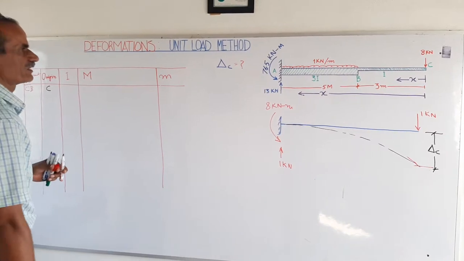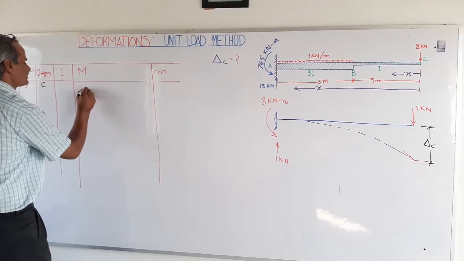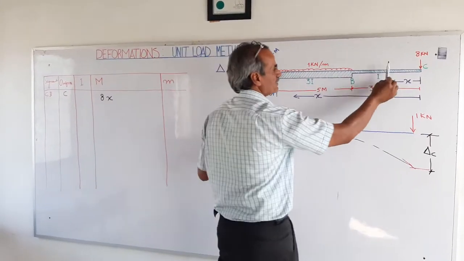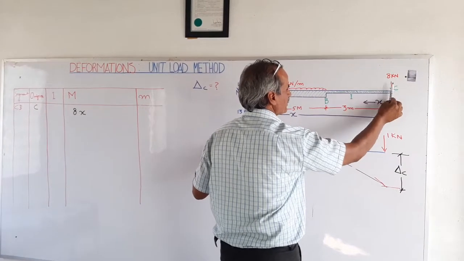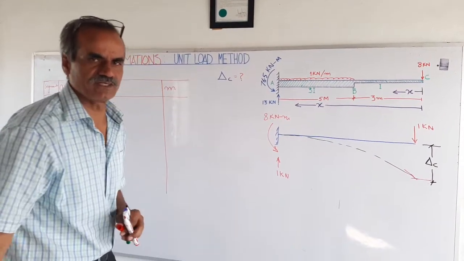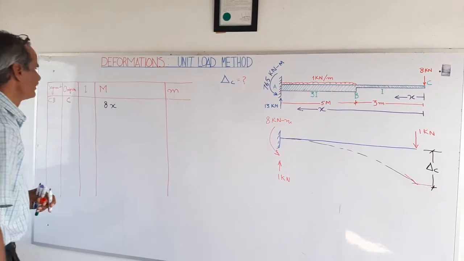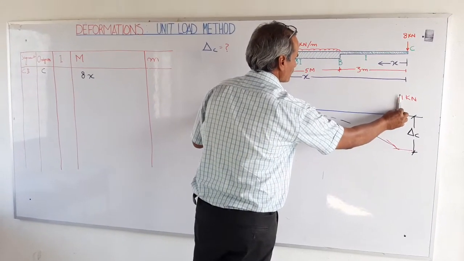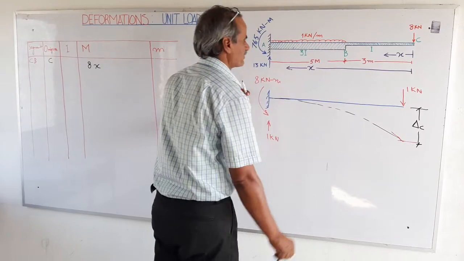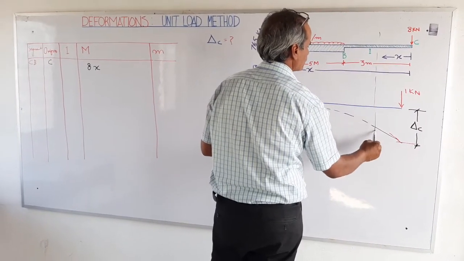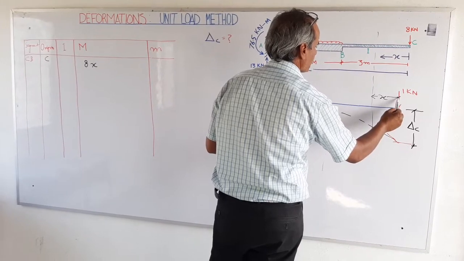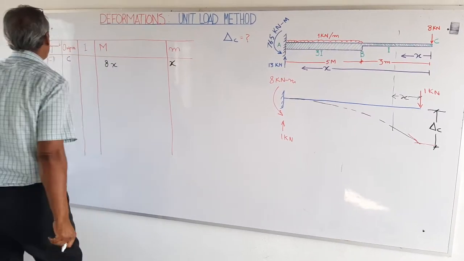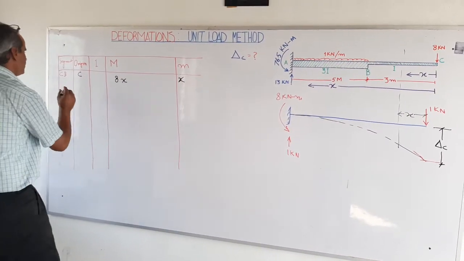Over here, while writing its equation, it will be very simple. It is 8 multiplied by x. At any place within this section, it is 8 multiplied by this length that is the value of the bending moment. And for the unit load, it will be 1 into x. Right? If say this is x, then it is 1 into x, meaning it is x. Now this is for portion CB.